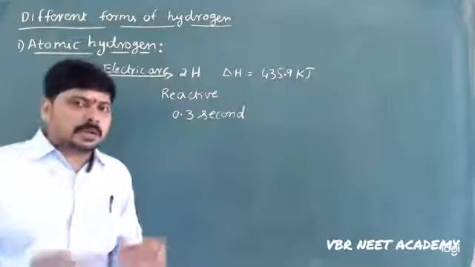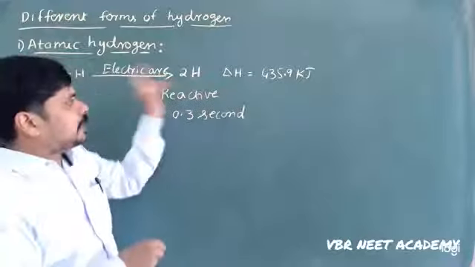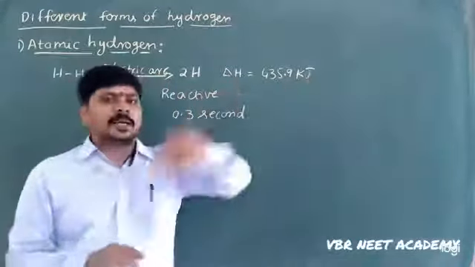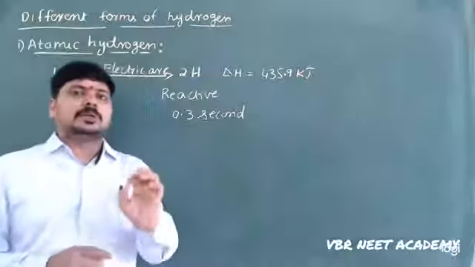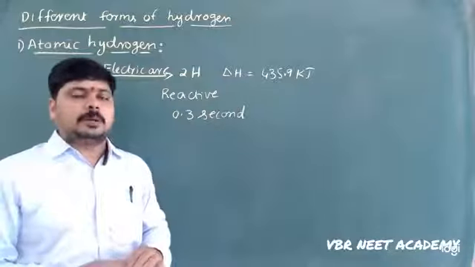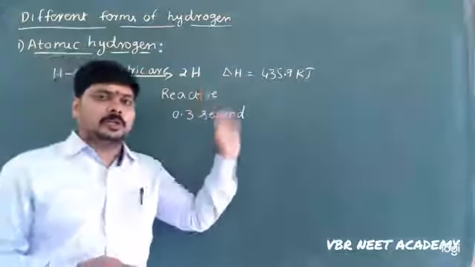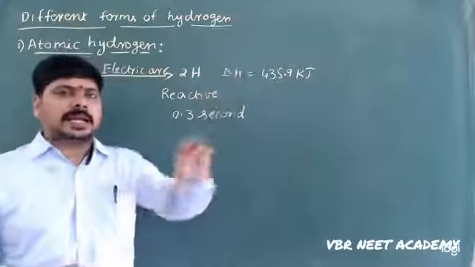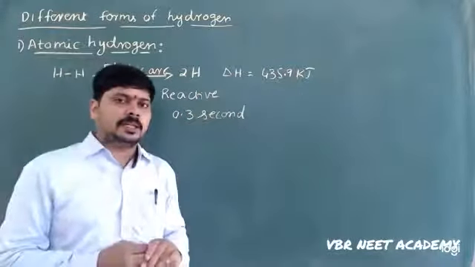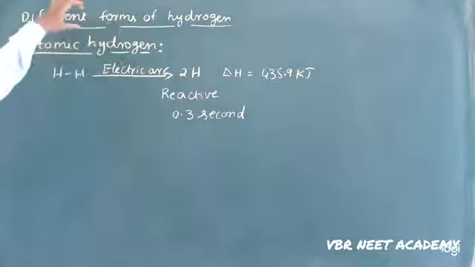But this hydrogen combines after one third of a second and liberates this huge amount of energy. That's why we can use this atomic hydrogen for welding purposes. Moreover, it is reactive, so it is used for its reducing ability or for hydrogenation. That is the purpose we discuss atomic hydrogen as a separate form of hydrogen.